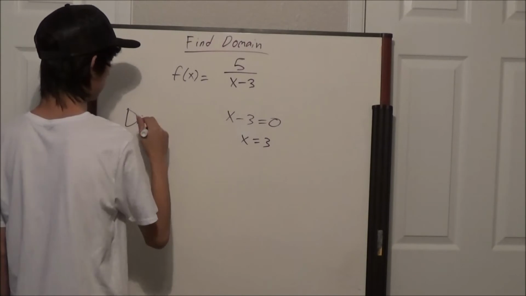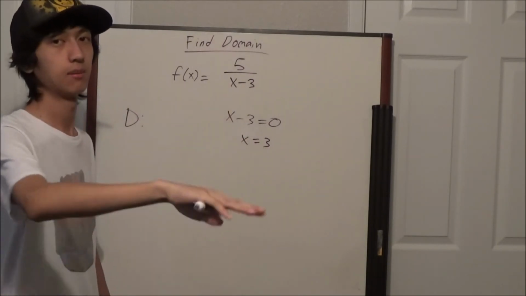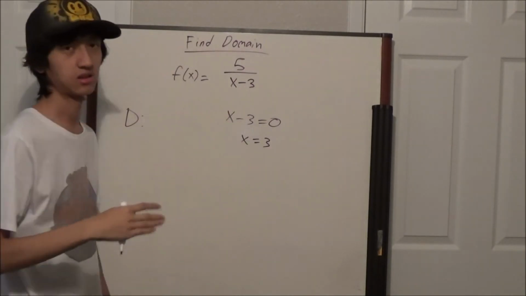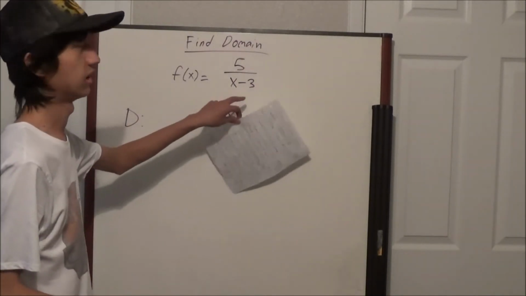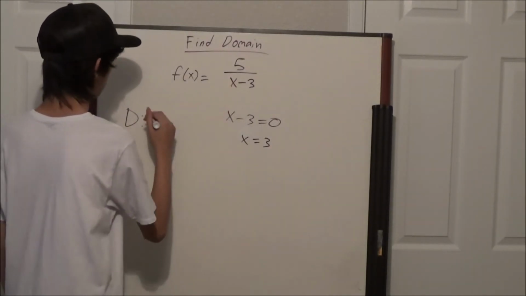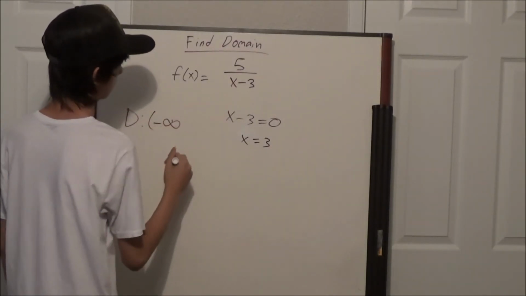It could be any number. So this just means that it could be any number except 3, because the only number you cannot have at the denominator is 0. Never 0 at the denominator. So you could separate it like this.